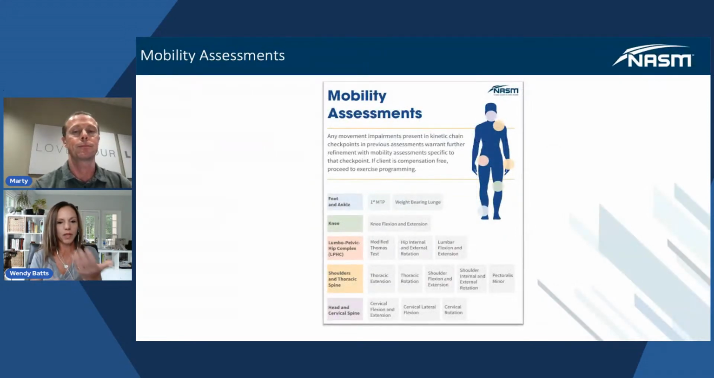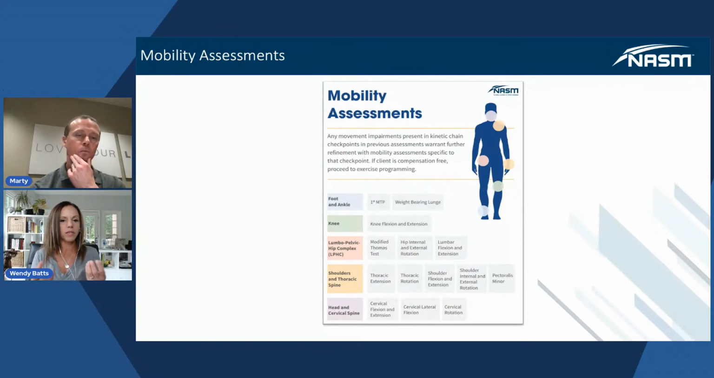So for example, like I just said, if you're looking at the foot and ankle, you notice in the overhead squat that their feet turned out, then we want to look at the first MTP joint, as well as perform a weight-bearing lunge. Well, the weight-bearing lunge is exactly what I told you. Can their knee touch the wall? And then for the first MTP, you're just going to have them bend almost like a lunge with their back foot actually dorsiflexed. And then at that point, you're seeing what's happening at the foot. Does it turn in? Does it turn out?